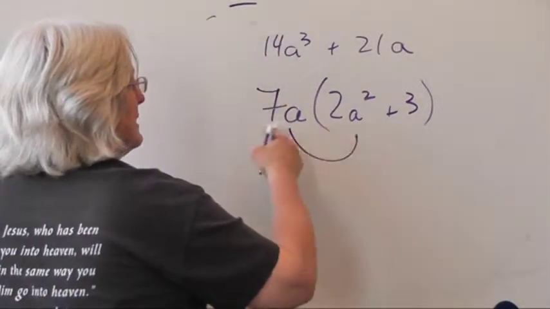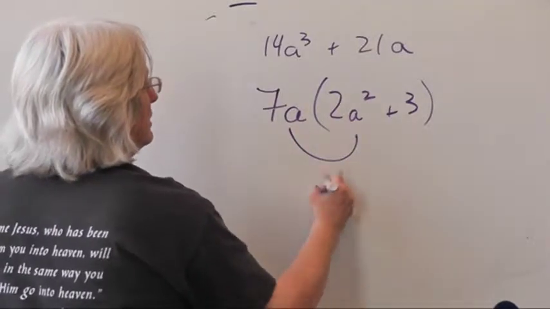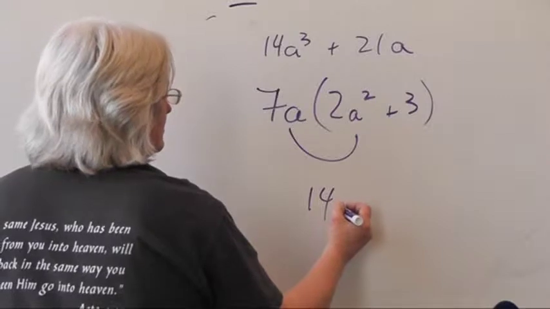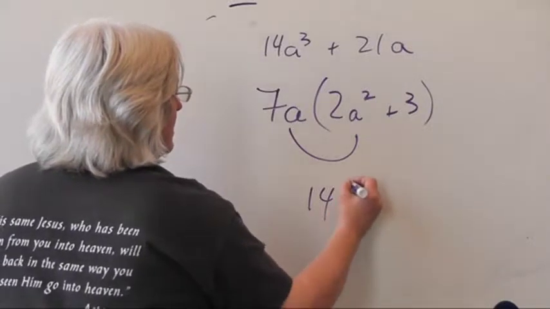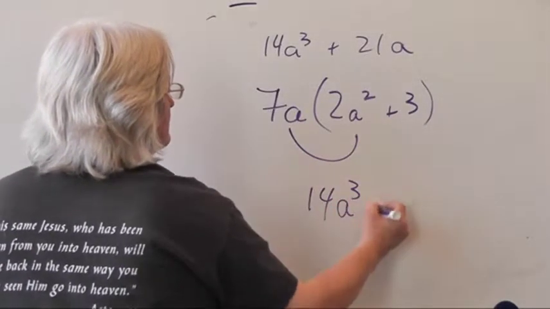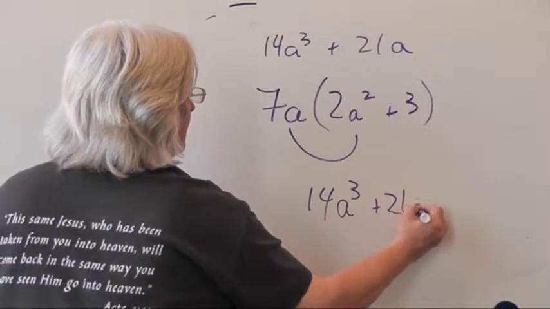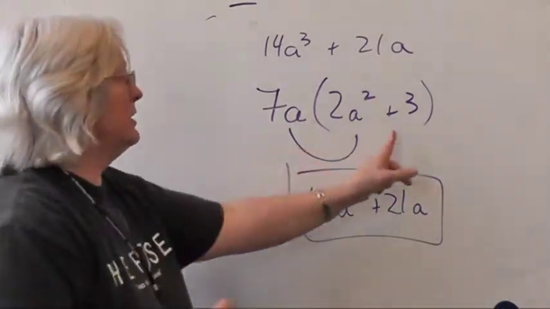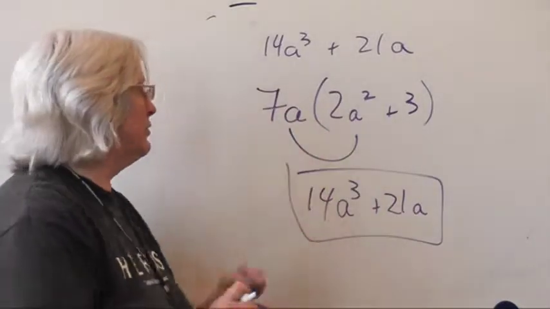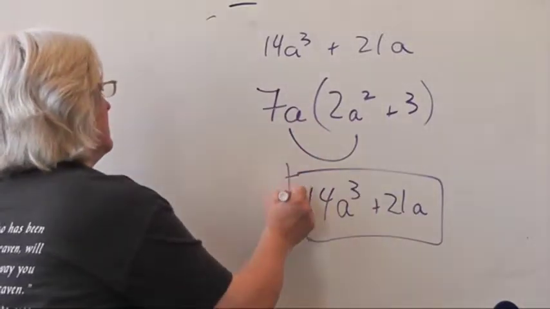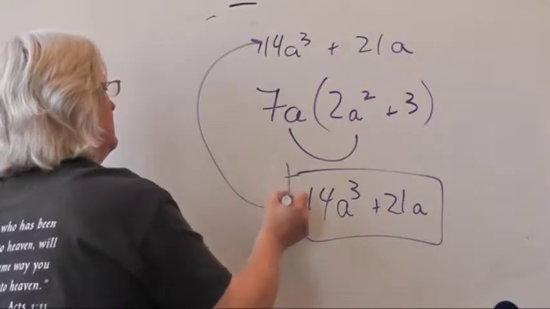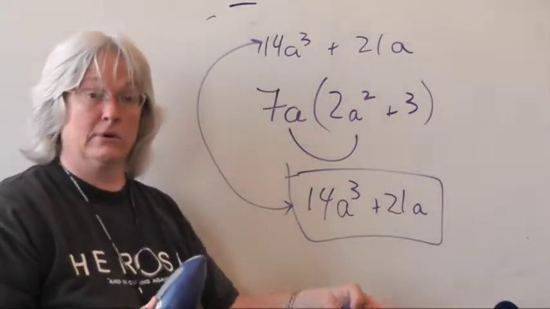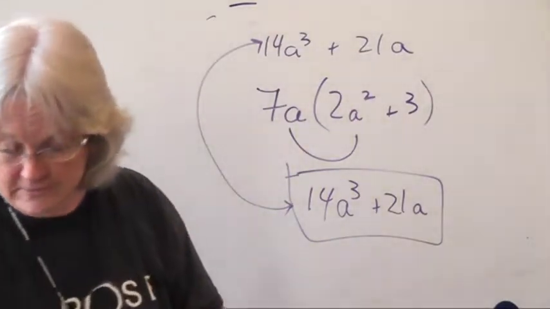7a times 2a squared, 7 times 2 is 14. A times a squared is a to the first times a squared, you add the exponents, a cubed. 7 times 3 is 21a. We multiply together our factored form. It has to agree with our original product. If it doesn't, clearly we've done something wrong.